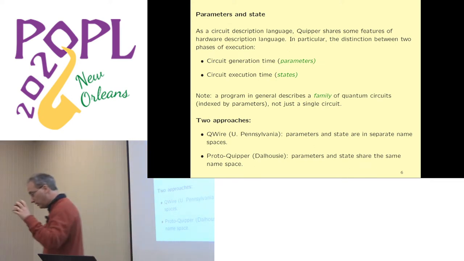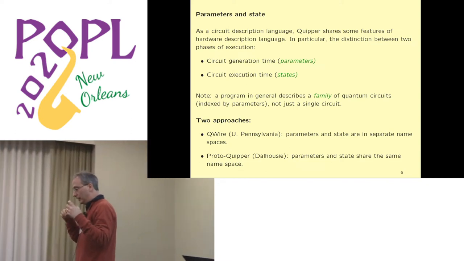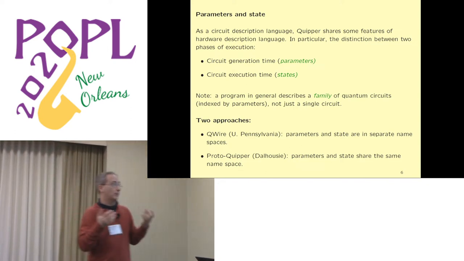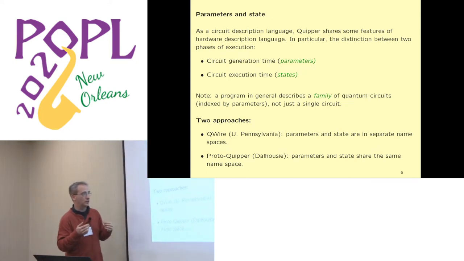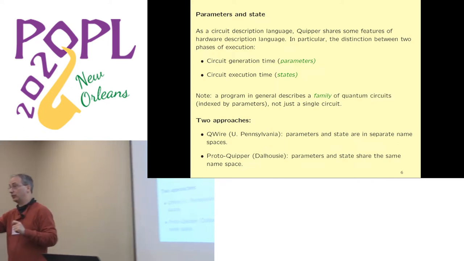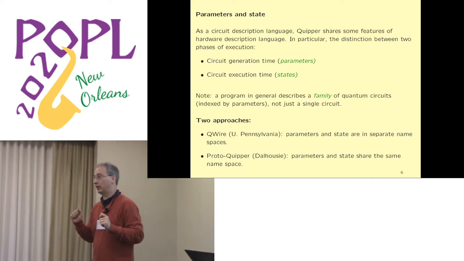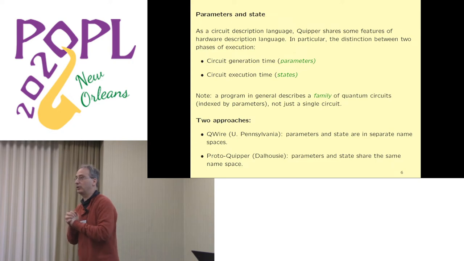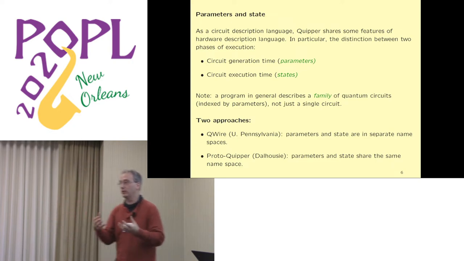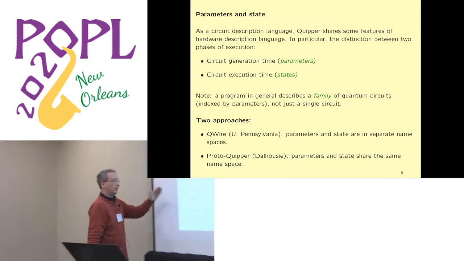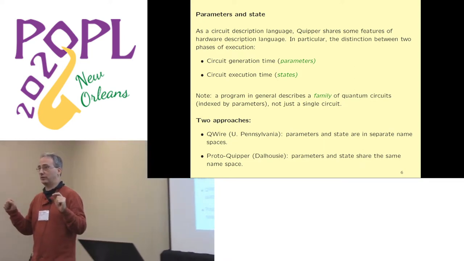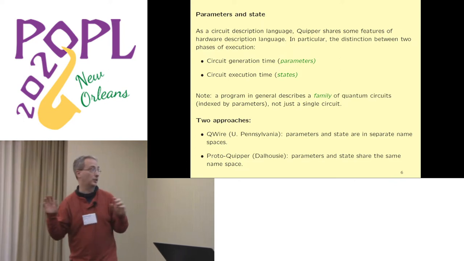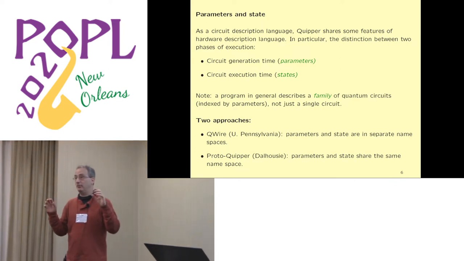So there's various ways of integrating states and parameters into programming languages. So there's Quire, which is the stuff that Robert Rand and Jennifer and Steve Zdancewic developed, which is a programming language embedded in Coq, and it works really nicely. And in this Quire language, parameters and states are completely separate. So they're different syntactic entities. They have their own namespace. They even live on different levels.